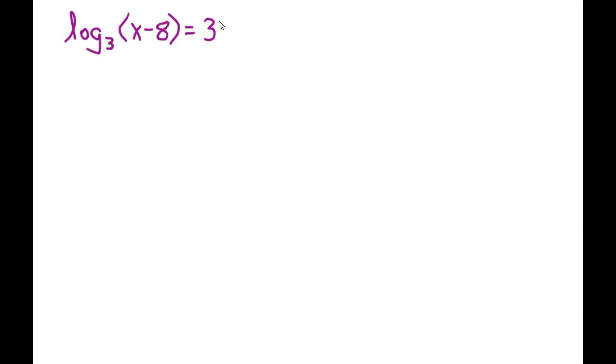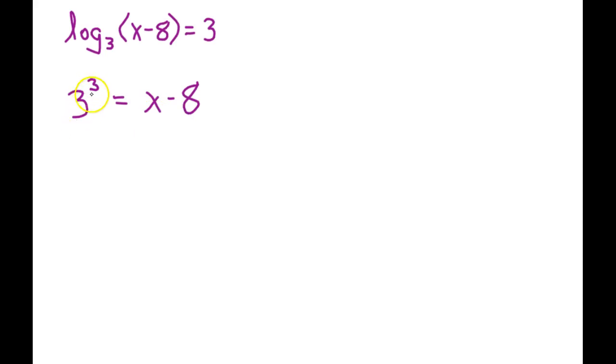So first we're going to rewrite this in exponential form to make it easier to work with. Remember that the base of our logarithm is going to be equal to the base of our exponential. Our output of the logarithm is going to become the input of our exponential, and our input of the logarithm is going to become the output of the exponential.